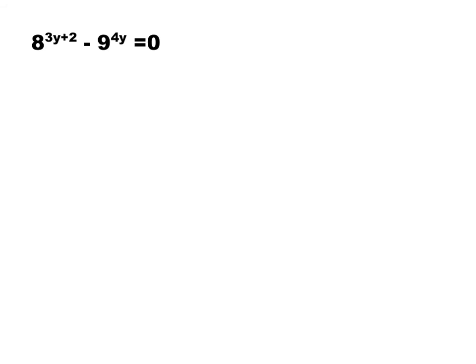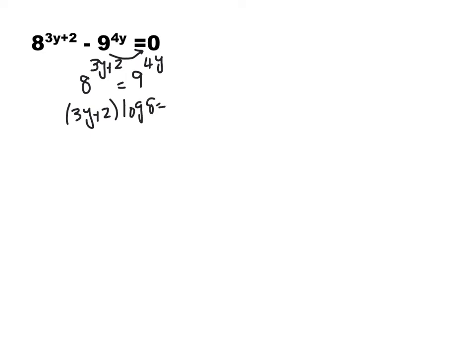The next question that we have to solve is to solve an exponential equation. The equation is 8 exponent 3y plus 2 minus 9 exponent 4y is equal to 0. To solve this one, I'm going to move this to the right. I get 8 exponent 3y plus 2 is equal to 9 exponent 4y. To bring the exponents down, I'm going to take the log of both sides. So I get 3y plus 2 log 8 is equal to 4y log 9. Now I have a linear equation in y.